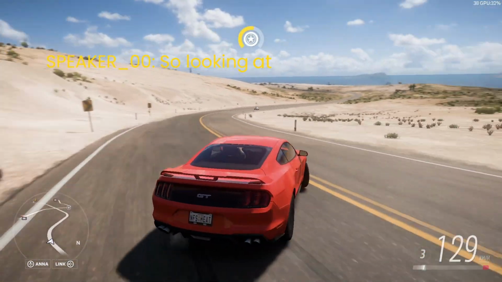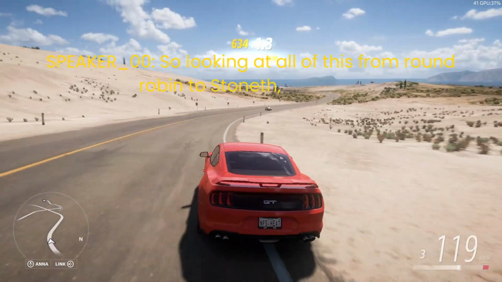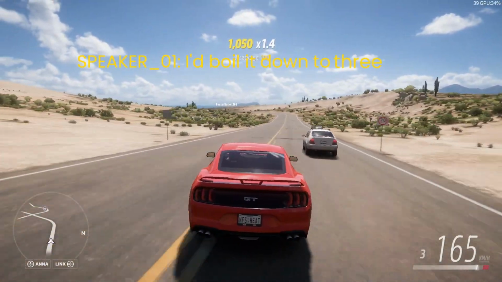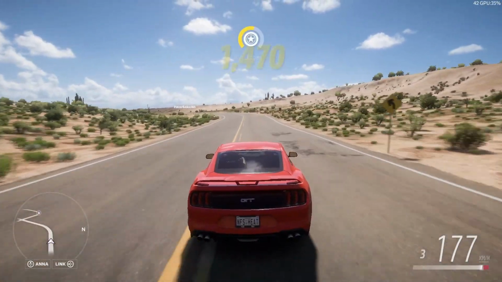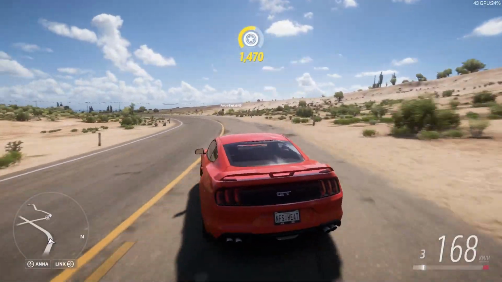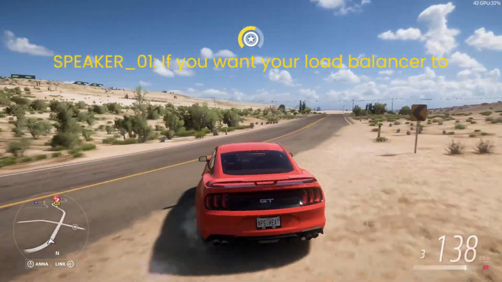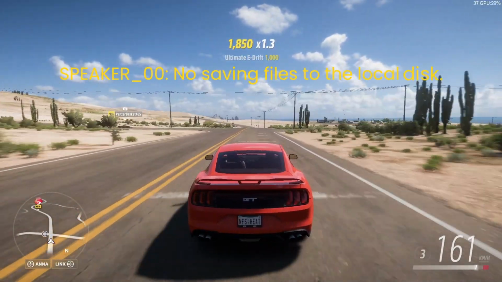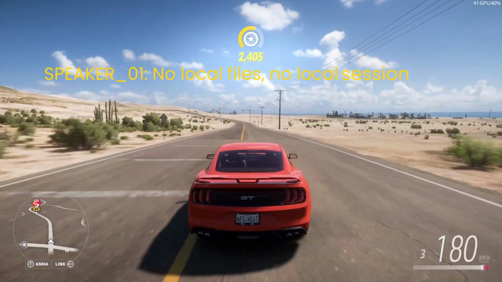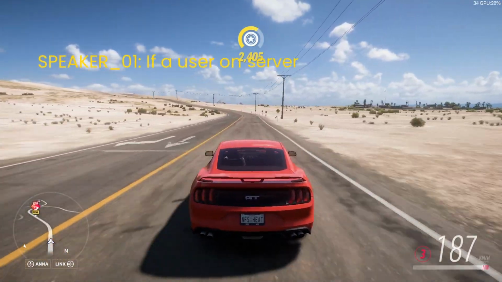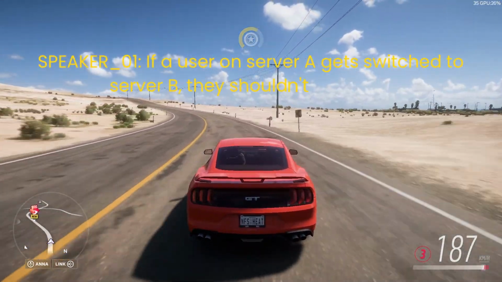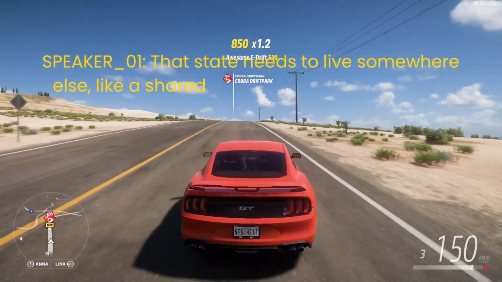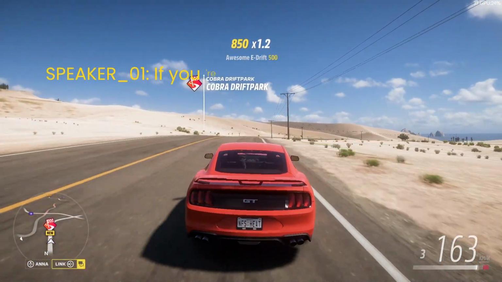So looking at all of this, from round robin to STONITH, what are the big takeaways for the listener? I'd boil it down to three core principles. First is statelessness. We mentioned it briefly, but it's critical. If you want your load balancer to actually work, your servers have to be disposable. No saving files to the local disk. No local files, no local session data. If a user on server A gets switched to server B, they shouldn't lose their shopping cart. That state needs to live somewhere else, like a shared database or a Redis cache. If you're stateful, you're unscalable.